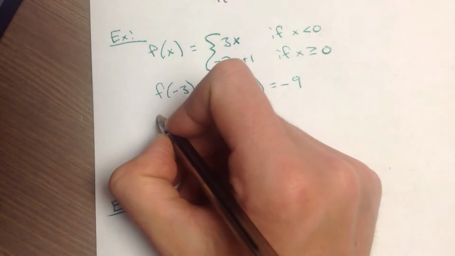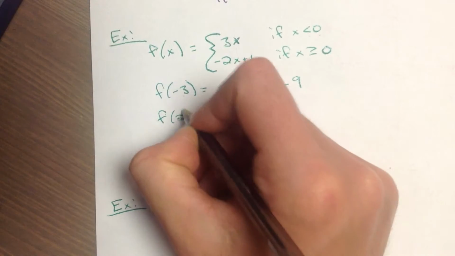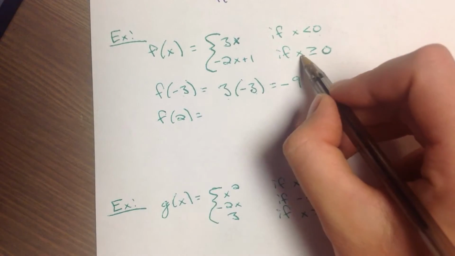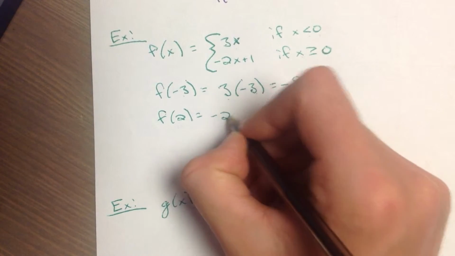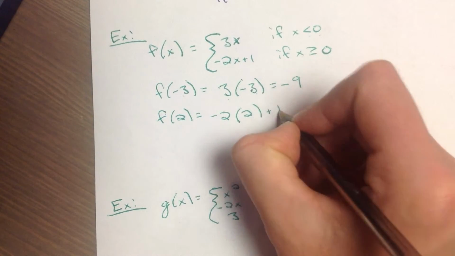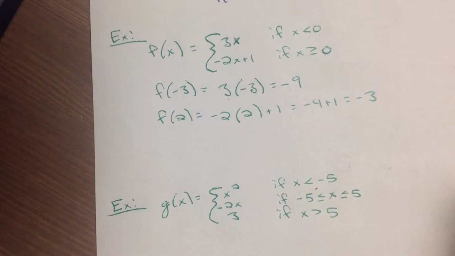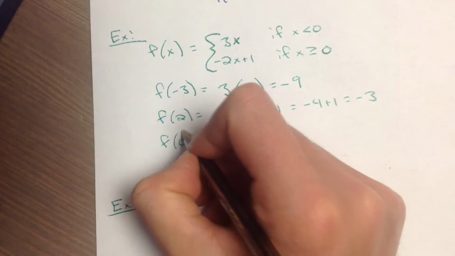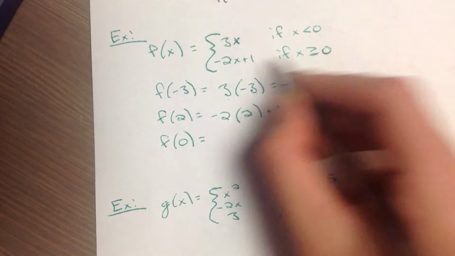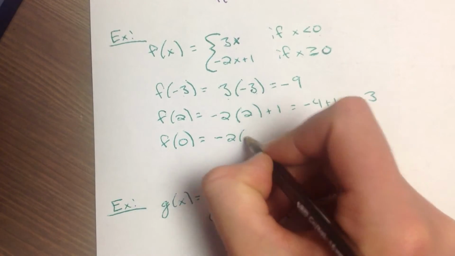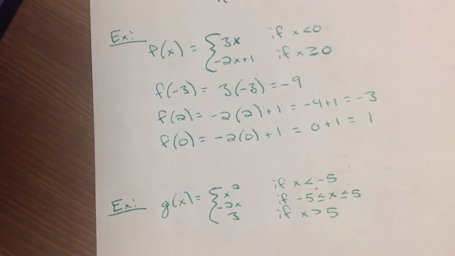negative 9. If I want to know what f of 2 is, well, 2 is bigger than 0, therefore I use this equation. Negative 2 times 2 plus 1 gives me negative 4 plus 1, or negative 3. Likewise, if I want to know f of 0, well, x is equal to 0 for this bottom one. So I get negative 2 times 0 plus 1, or 0 plus 1 for a value of 1.